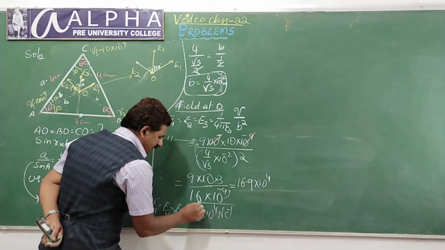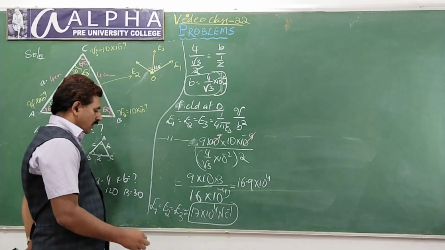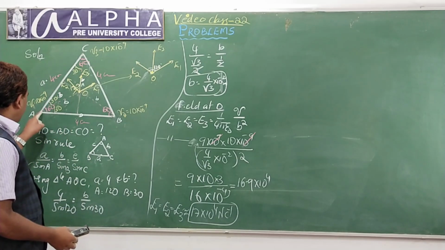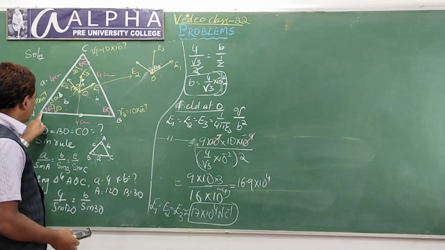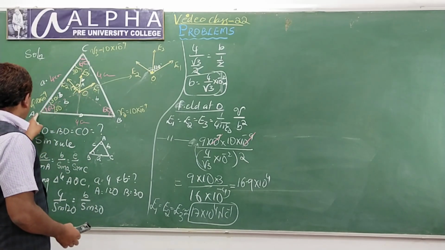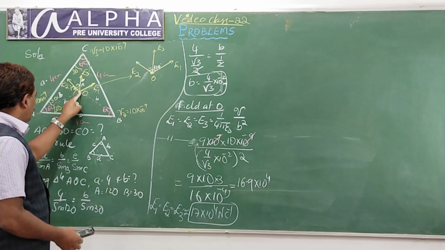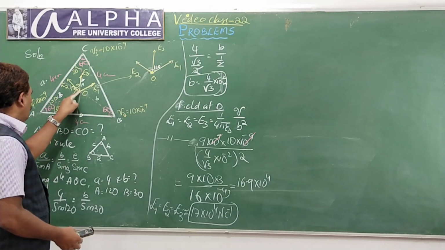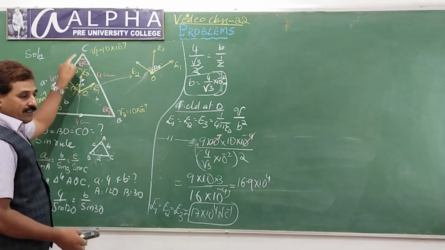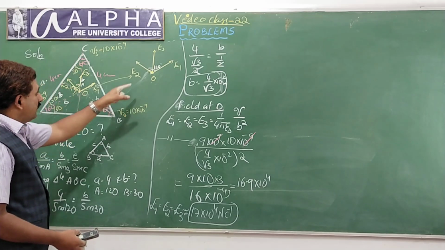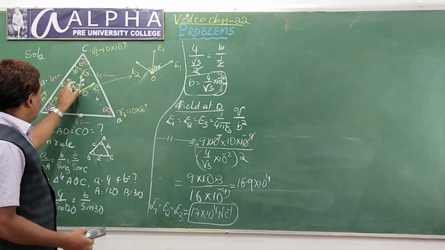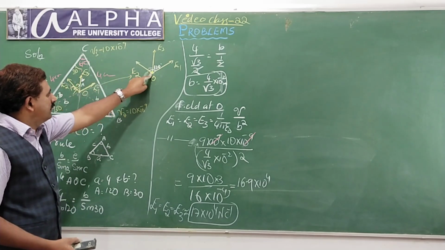Which way, students? Along the direction shown here. Corner A produces field along E1. What is E1? Along AO. E2 along BO. E3 along OC. Direction shown here. I have taken this outside, put here.